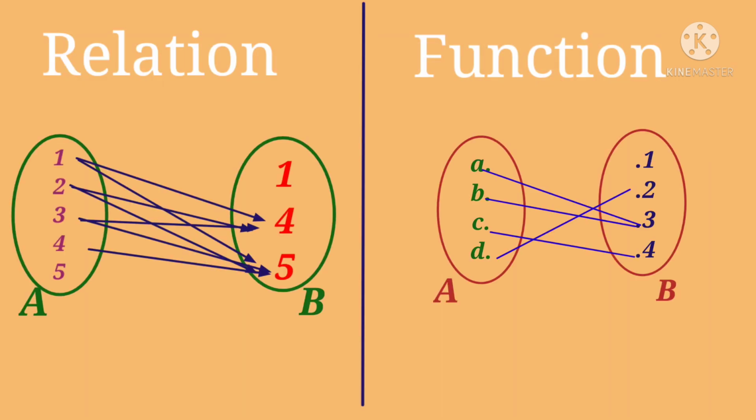Difference between a relation and a function. A relation is defined as a relationship between sets of values. A function is defined as a relation in which there is only one output for each input. In short, every function is a relation, but every relation is not a function.